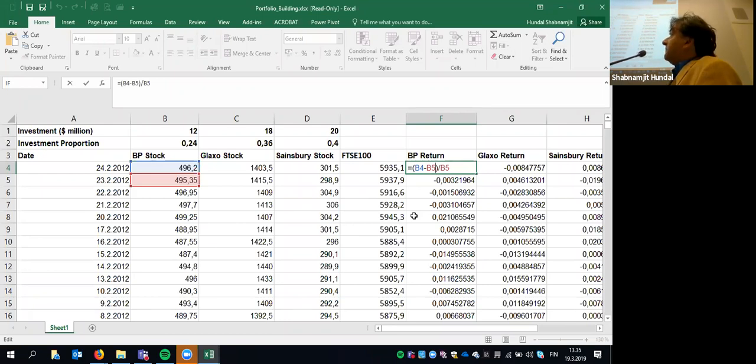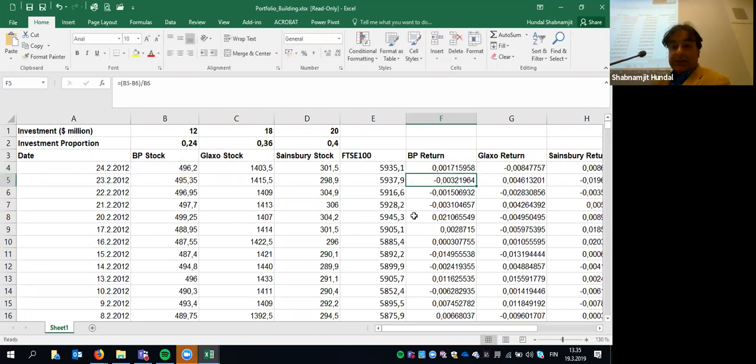B5 is the previous price, and we divide by the previous one. It means that in one day, from 23rd February to 24th February, the BP stock price is up by, if I convert this to percentage, 0.17%.